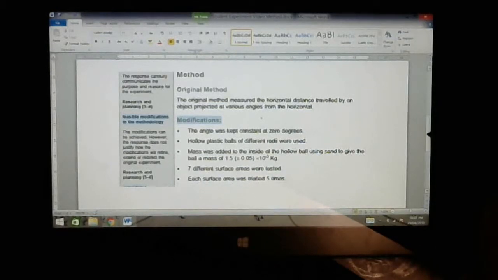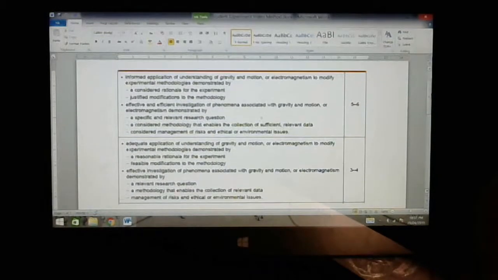I think we're going to very quickly talk about this other one though, considered management of risks and ethical environmental issues. Now, ethical or environmental issues are not a really big deal for physics. Ethical is definitely probably going to be more a concern for biology. You may be testing involving living organisms, so you may have some ethical concerns that you need to explain here. Environmental issues, you might be looking at how you dispose of your chemicals at the end of it. That would be an environmental issue.